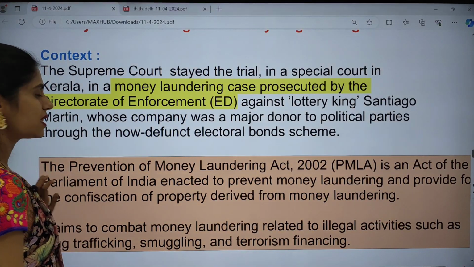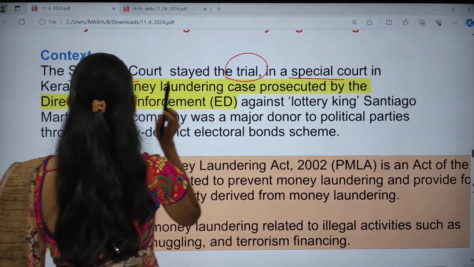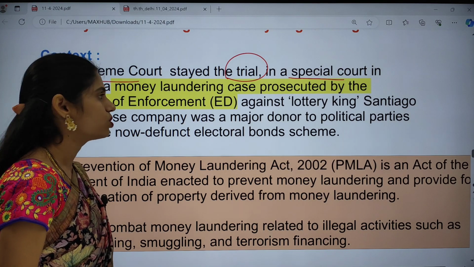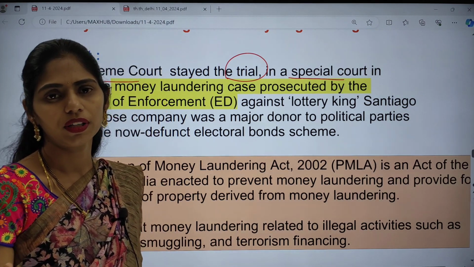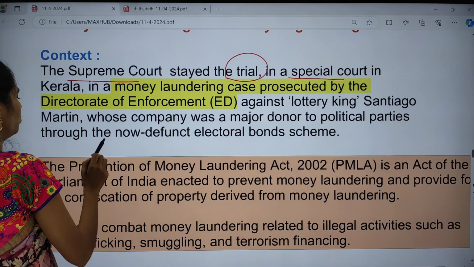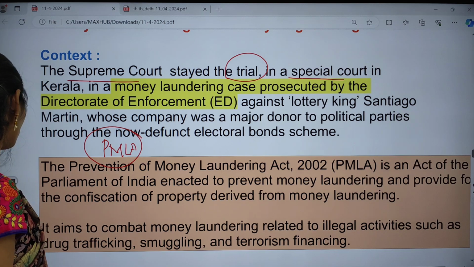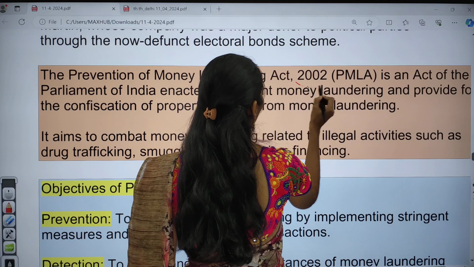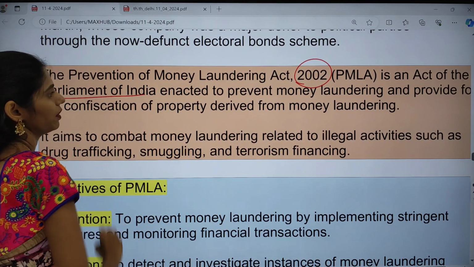So if you see the context, it says that the Supreme Court stayed the trial in a special court in Kerala in a money laundering case prosecuted by the Directorate of Enforcement against the Lottery King. So here we are not going to see who, what he did, what is lottery, everything. We don't bother about that. But we will be bothering about only this PMLA, Prevention of Money Laundering Act. The Prevention of Money Laundering Act came up in the year 2002, and this PMLA is an act of Parliament of India.